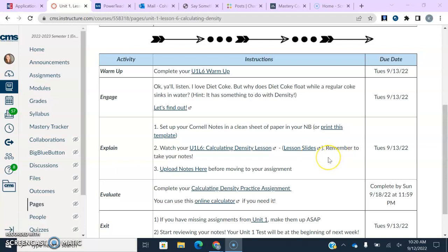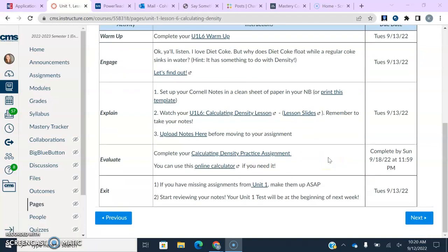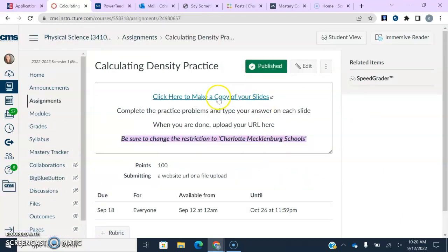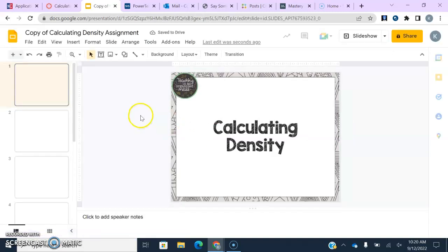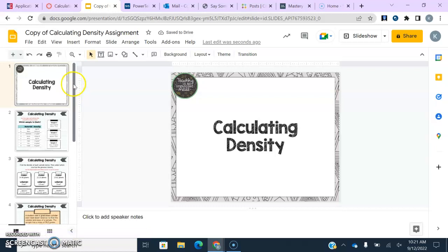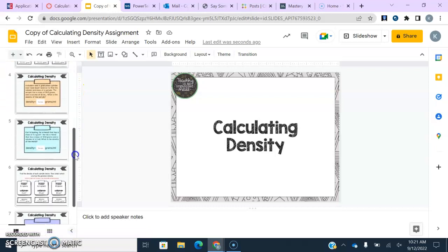Hey guys, I just wanted to explain your assignment for the day and hopefully clarify any questions that you might have about it. So today you're doing calculating density, and you guys are actually going to do a few practice problems on a Google slide. So of course it'll ask you to make a copy. And then you have a few slides to do here.